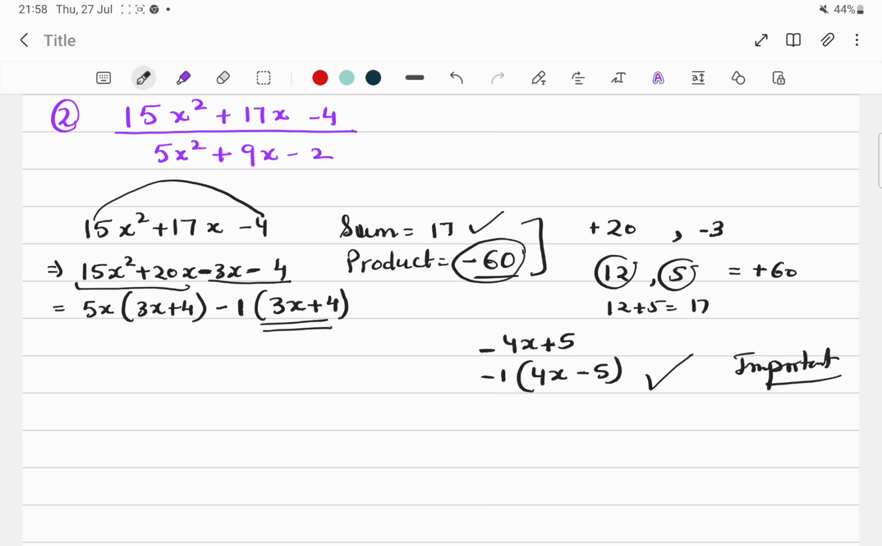Whenever you do such factorization, these parts should come out the same. You need not make them forcefully the same, they should come out the same. In case there is a difference of even a sign, that means you have made a mistake, so you have to recheck your work.